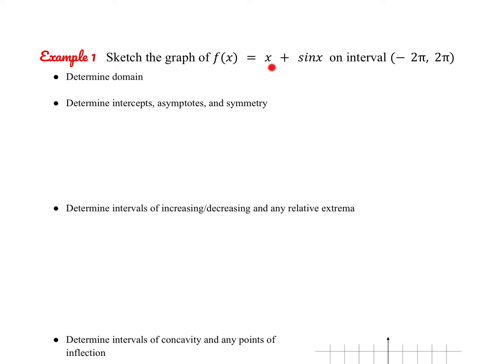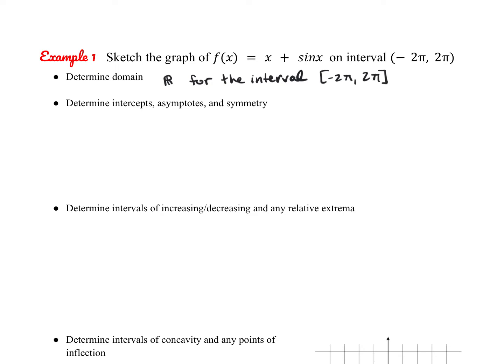We know that the domain of a linear function is all real numbers. The domain of any sine or cosine function is all real numbers. So the domain of f of x will be all real numbers for the interval negative 2 pi to 2 pi.